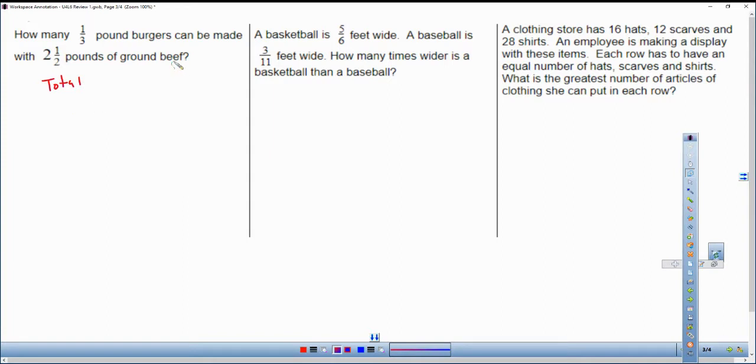So this one says, how many 1/3 pound burgers can be made with 2.5 pounds of ground beef? So we're thinking, what's the total amount of ground beef they have? They have 2.5 pounds. They want to make 1/3 pound burgers. The total is right here, so the 2.5 goes first, but I'm going to write 2.5 as an improper fraction. 2 times 2 is 4, plus 1 is 5. So the total would be 5 halves.